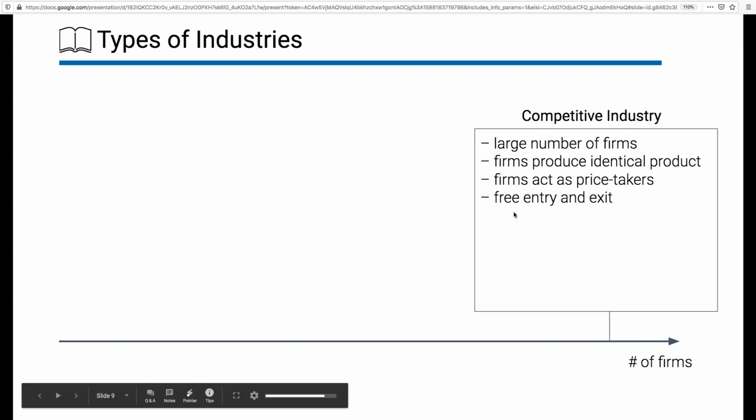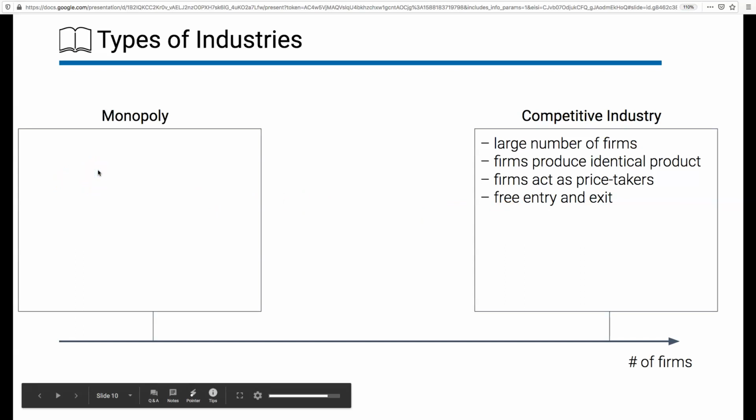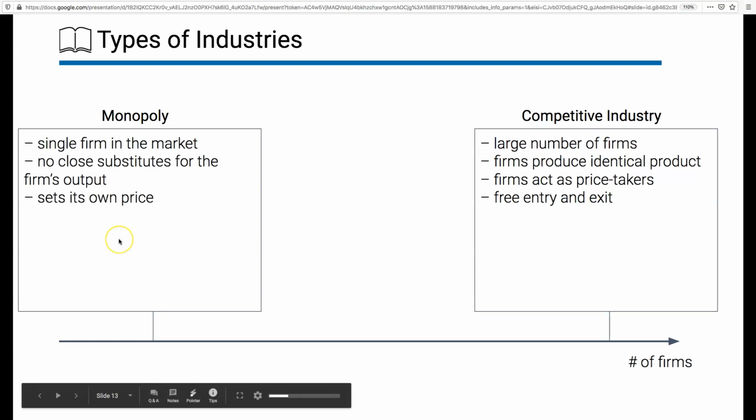And so what we're going to look at today, the monopoly model, is the complete opposite of the model of the competitive industry. So in the monopoly model, there's going to be just a single firm in the whole market. And it's not just that the firm will have no competitors, but we are also going to assume that the product that the firm produces will not have any close substitutes. Under these conditions, a firm will have the power to set its own price.